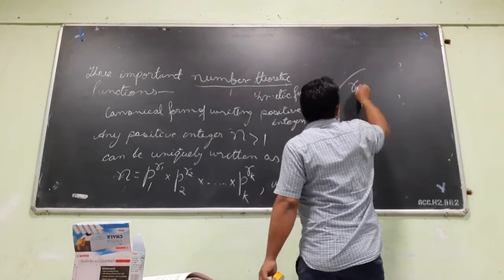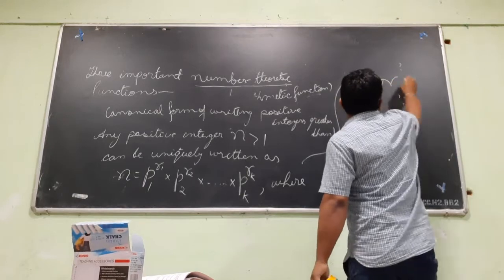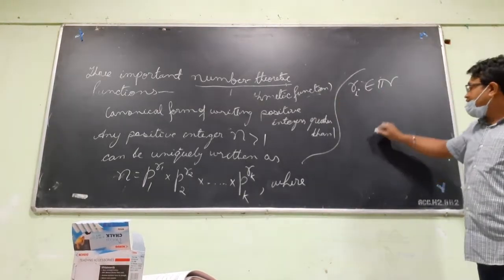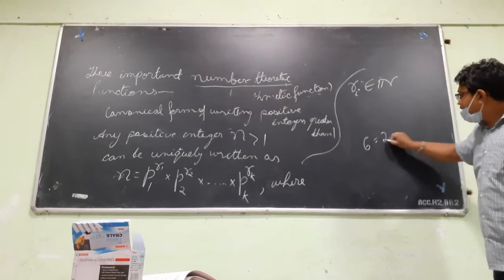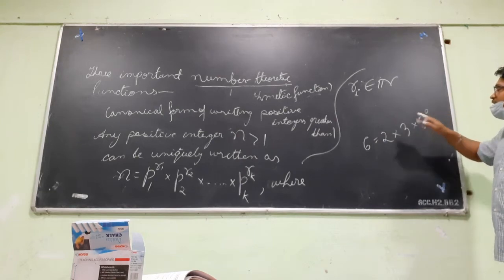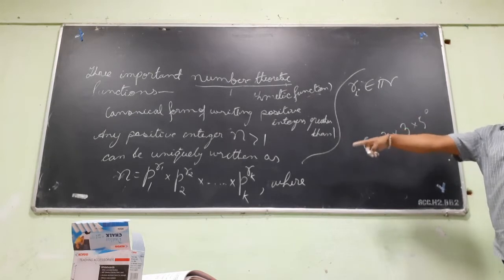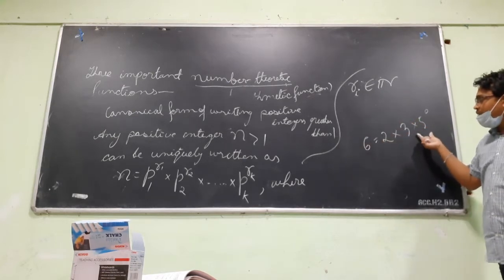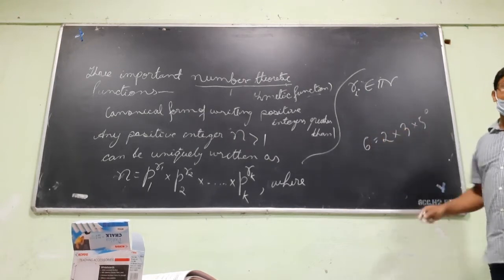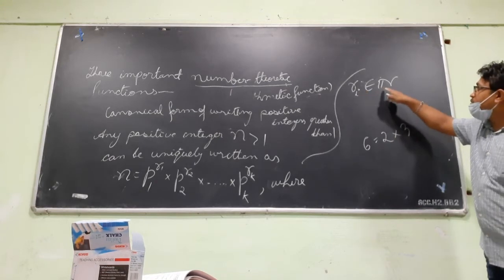Where Ri is greater than 0, or say Ri belongs to N. Ri is a positive integer. So we are restricting this because somebody may write 2 as 2 into 3 into 5 to the power 0. In that case, we have to restrict that. So that is why 0 is not allowed in the powers. If a prime number doesn't divide that number, that prime number is not in the canonical form. So we are not writing that. That is why each Ri has to be a natural number.